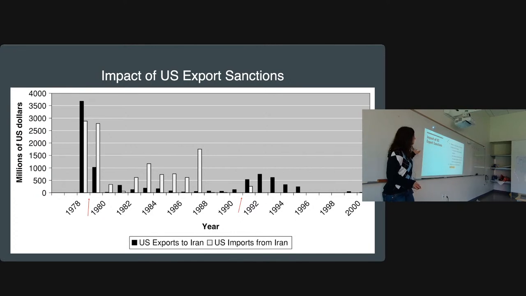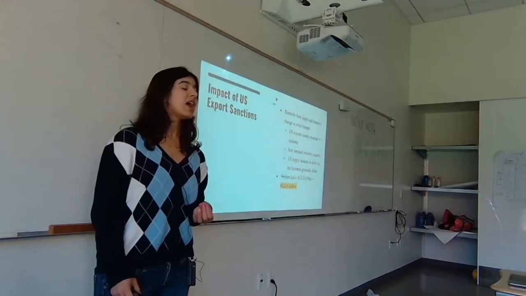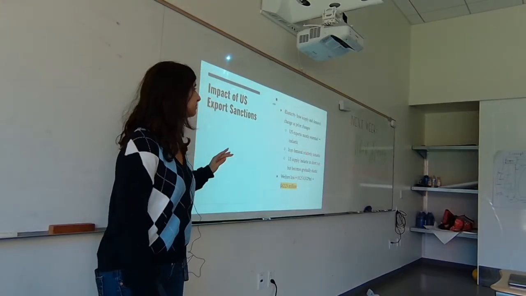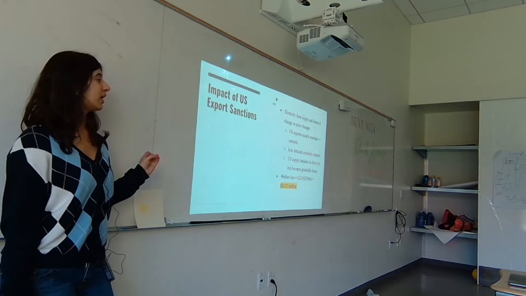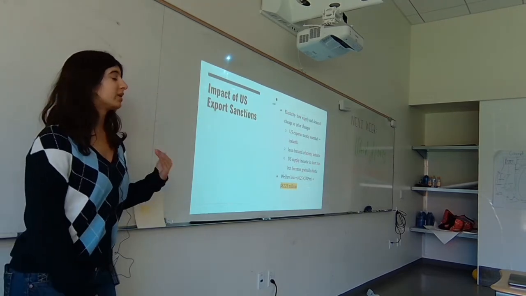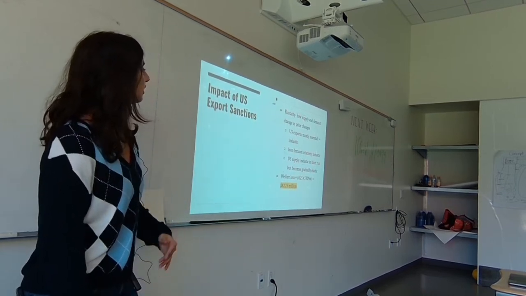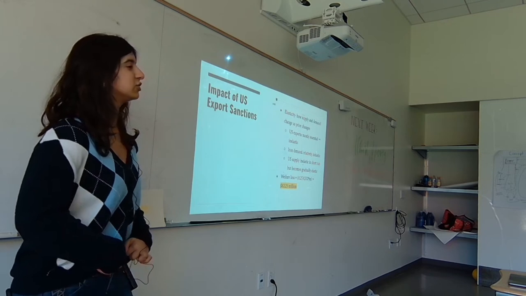So we're first going to be looking at the impact of U.S. export sanctions. Key part here is the concept of elasticity in economics, which measures how supply and demand changes as price changes. If a good is elastic, that means that supply and demand will change as price changes, whereas if it's inelastic, supply and demand remains the same no matter what the price is, whether that drops super high or super low. So U.S. exports to Iran were usually essential.